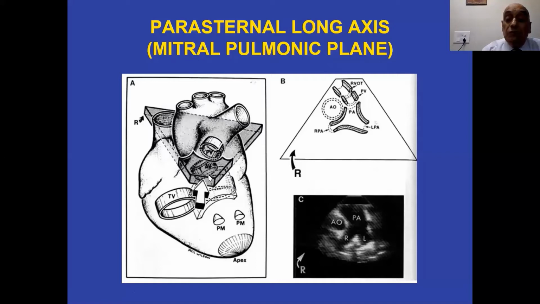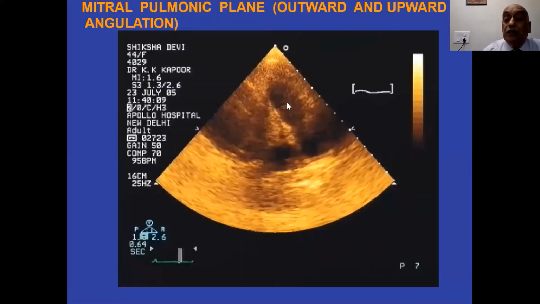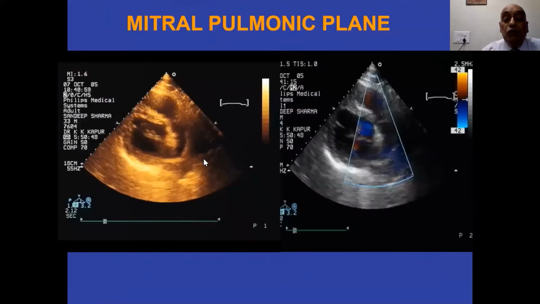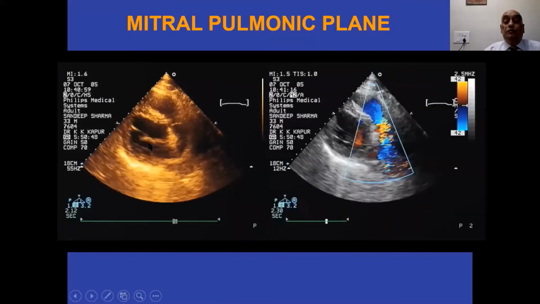Now you can see some examples of this over here. You can see that this is the right ventricle outflow tract, this is the pulmonic valve, and you see part of the mitral valve, somewhat better visualized when you slightly rotate from the 10 o'clock to the 11 o'clock position. And you can visualize here the pulmonic valve, the mitral valve, and the LV cavity. So this is the mitral pulmonic plane. It's a very useful view to actually see the mitral valve and the pulmonic valve in the long axis.